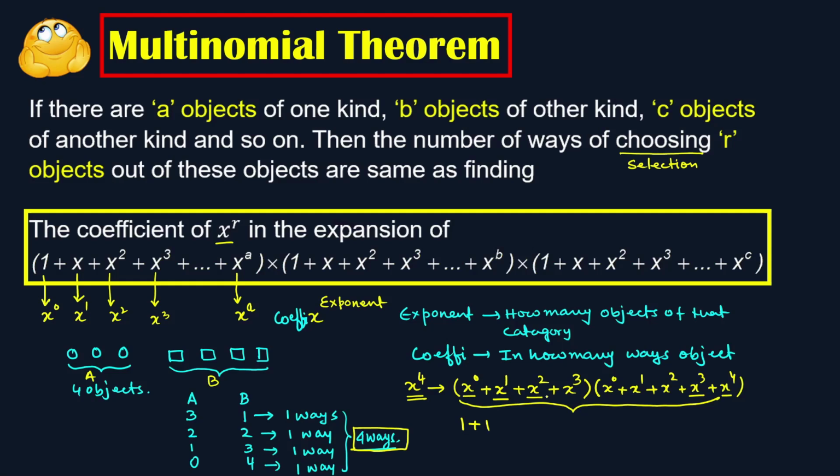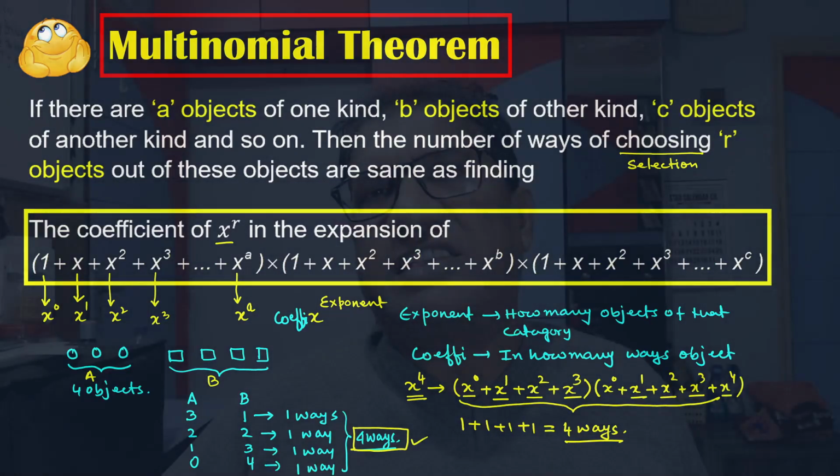When x square is multiplied with x square, we are getting x to the power 4 and the coefficient is 1. And when we are taking x cube and x to the power 1, again we are getting x to the power 4 and the coefficient is 1. So the total number of ways, if we do it this way, we are getting 4 ways, which exactly matches with the answer that we got previously. Is this clear to all of you?